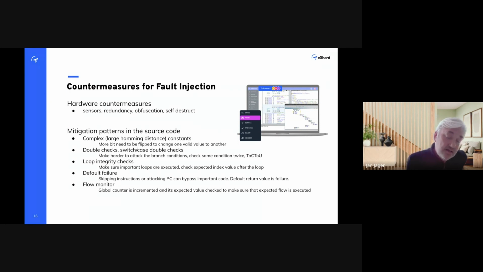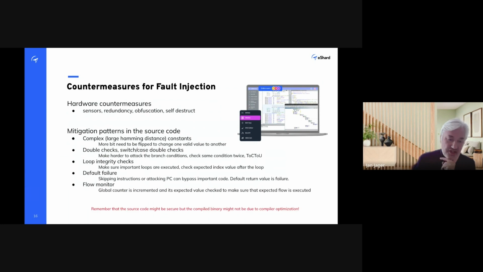And lastly, you can use a flow monitor, where you use a counter that is incremented every time an instruction is performed. At the end of the run, it needs to reach a certain value. If it did not reach that value, say the value is 10 and it is 9, then you know that there was an instruction skip, and you can take mitigating actions on that.